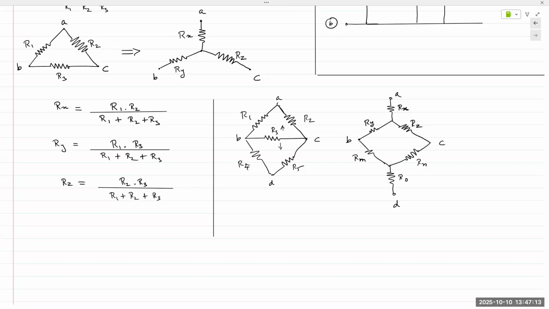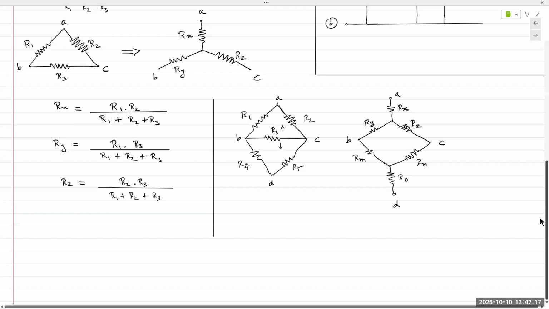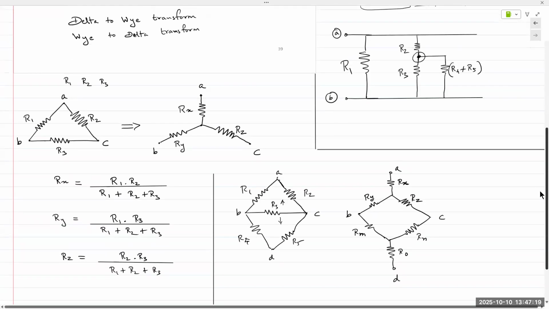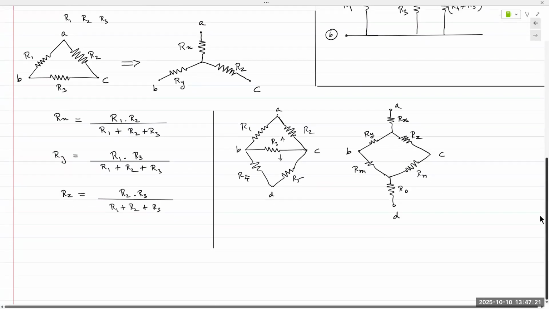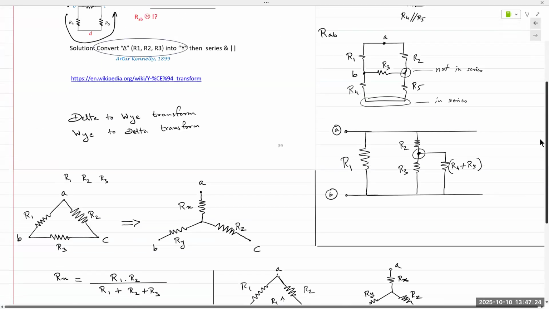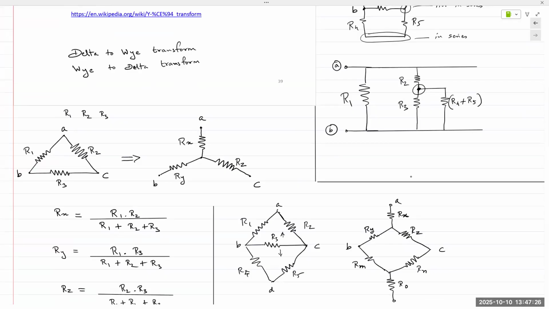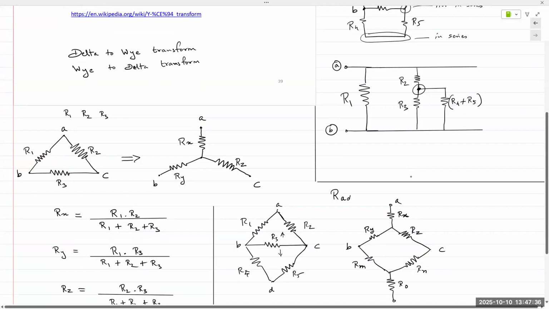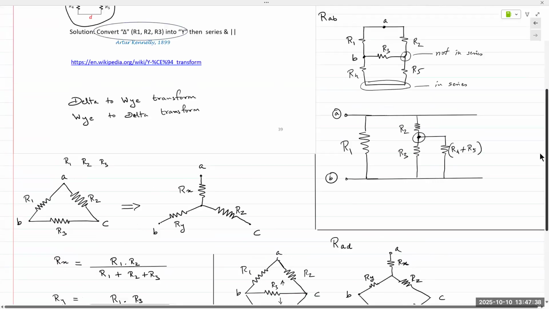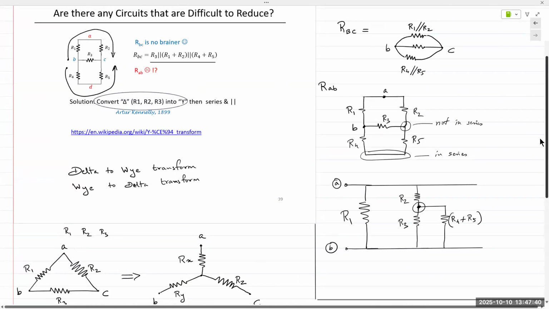And if you wish to practice, you can do so. We already know how to find the REQ between A and B. Now you can find REQ between A and D. This is RAD.